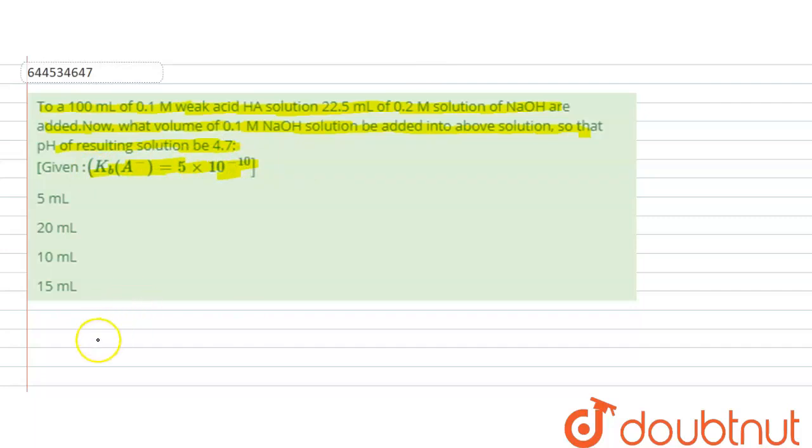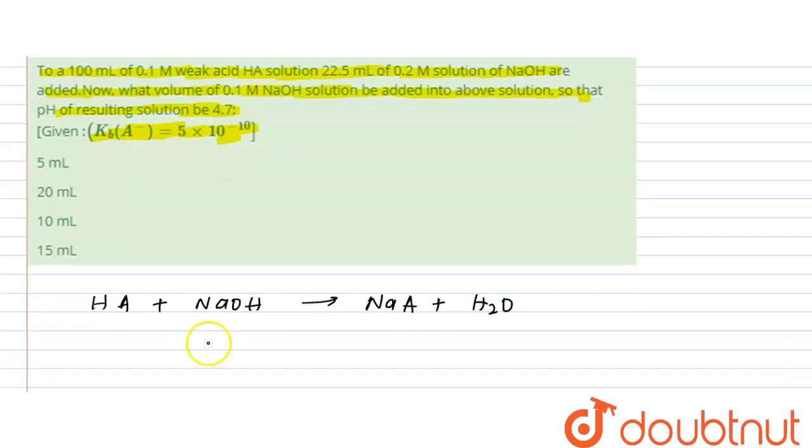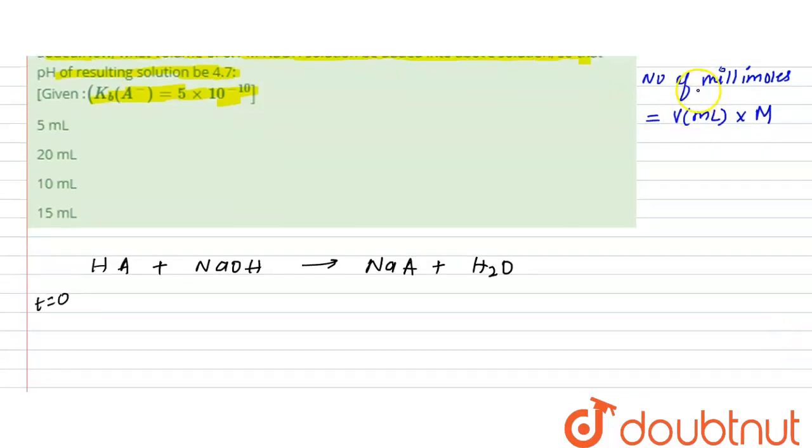So first of all, let's see the equation. When HA is reacted in presence of NaOH, it gives you NaA plus H2O, right? This is the whole reaction which you get. Now, after this reaction, what is given at t equals 0? What is the concentration of HA? So we all know that the number of millimoles is equal to volume in milliliter into the molarity. Volume in milliliter into molarity gives you the number of millimoles.